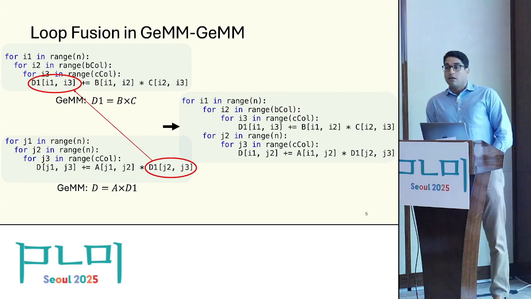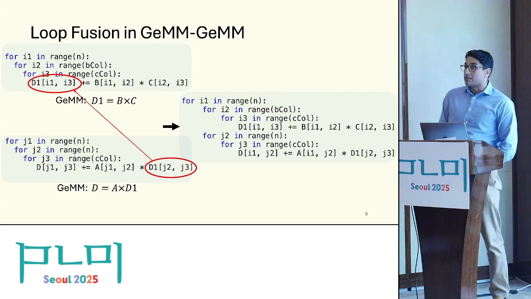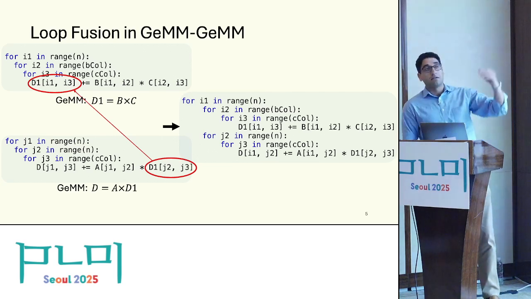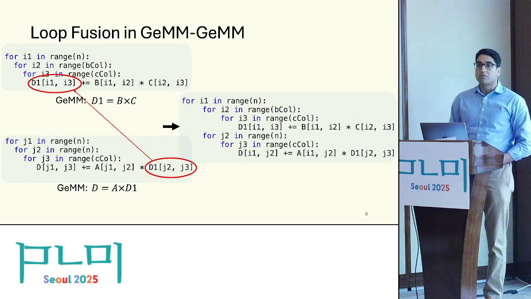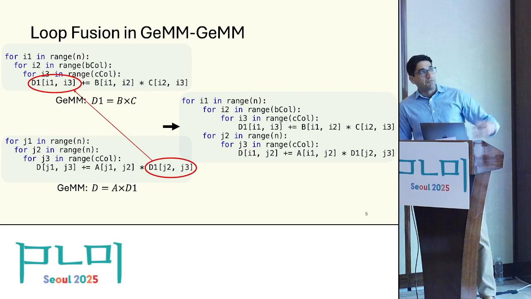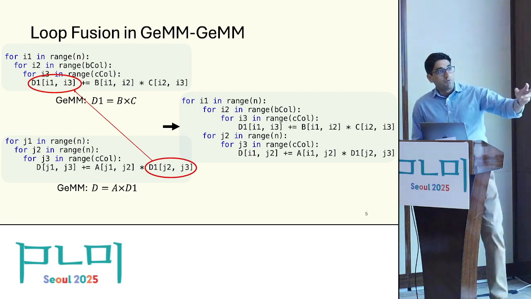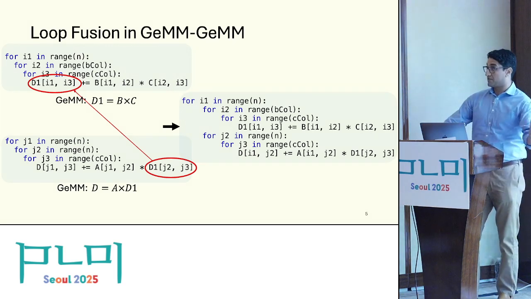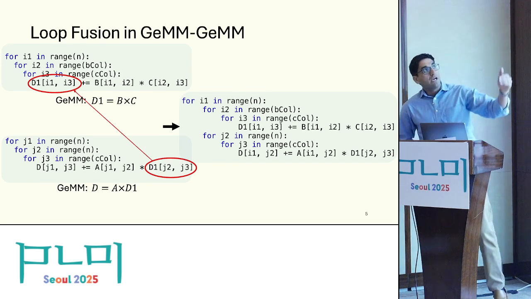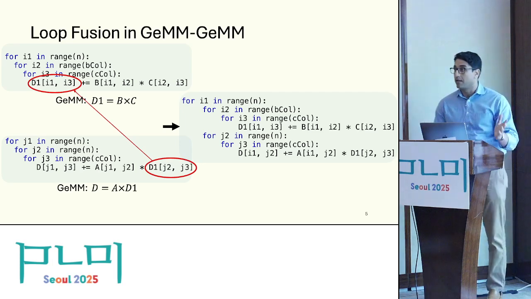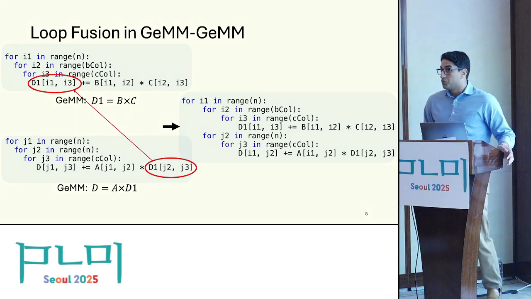What about GeMM? Let's say we have two matrix multiplications back to back, and again we have this intermediate result matrix D1. We want to reuse it. How can we do that fusion? Let's look at the code again. Here we have D1 shared between both of them, and if we follow the same approach I just discussed, we can simply fuse the outermost loop of these two operations, and we get the code on the right-hand side, and again we are getting reuse on D.